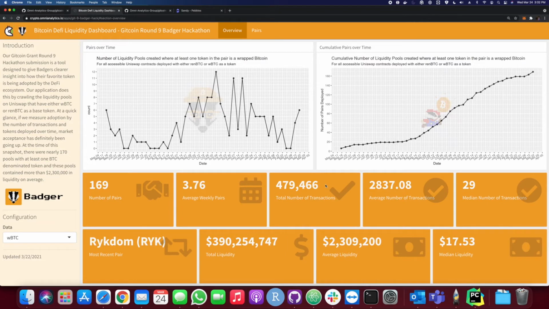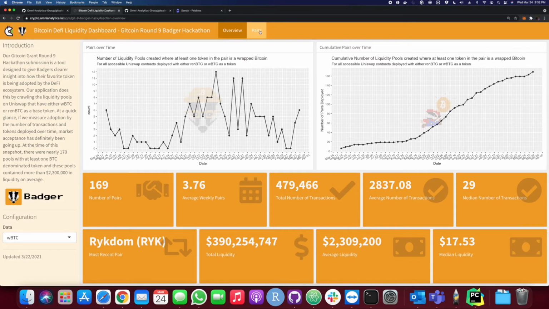Each week, on average, there are about 4 new pairs deployed with a WBTC token, and at the time of this data collection, March 22nd, the most recent was this one, RYK. Along the top, you can see we have a time series of the number of liquidity pools created, and you can see the growth over time. So on the left, it's a weekly time series, and on the right, it's a cumulative time series, so you can see the total number as a function of time.